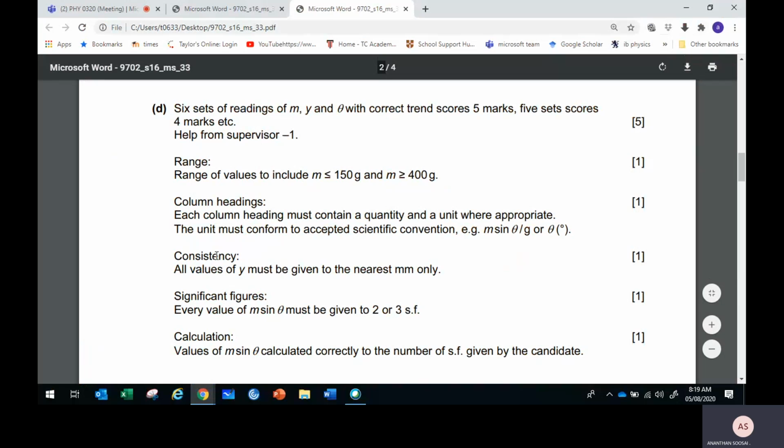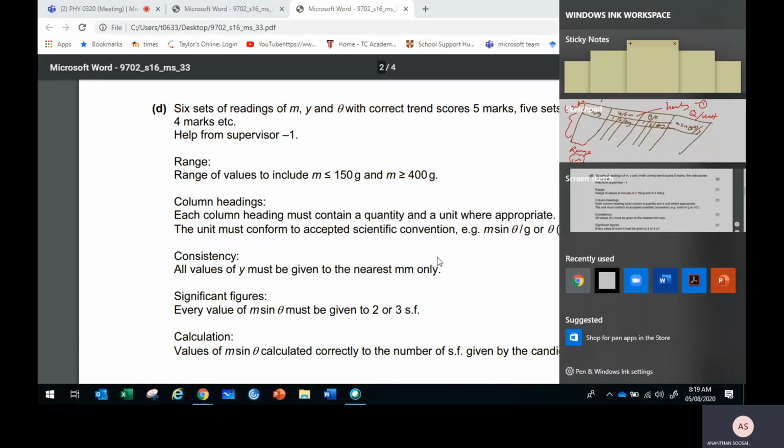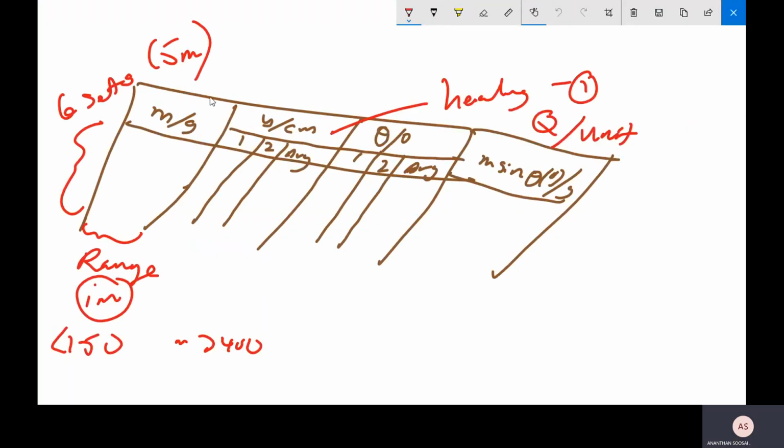Then this one, consistency. All values of y must be given to the nearest mm only. What instrument do you use to measure y? A ruler, right? So how many dp do you need to write? If it's in centimeter, 1 dp. Anything more than 1 dp in that column, even the average, must be 1 dp. If the dp is not consistent, one is 1 dp, another is 2 dp, you lose the mark. So this one is 1 mark.